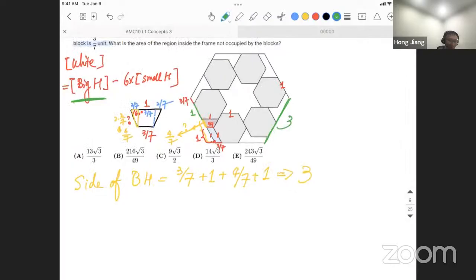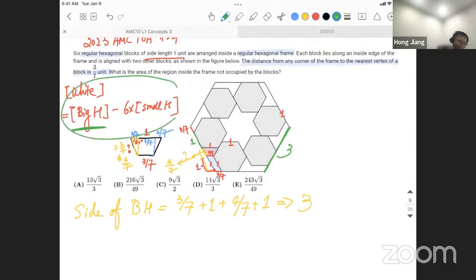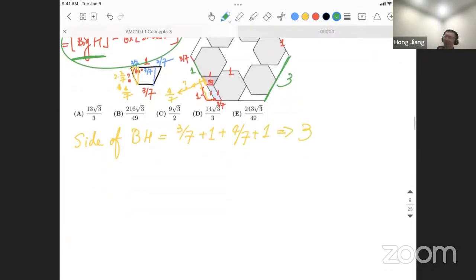So now what you need to do is just use this formula, right? The white part will be the big hexagon's area minus 6 small hexagons' area. How can I determine the hexagon's area if I just know the side?